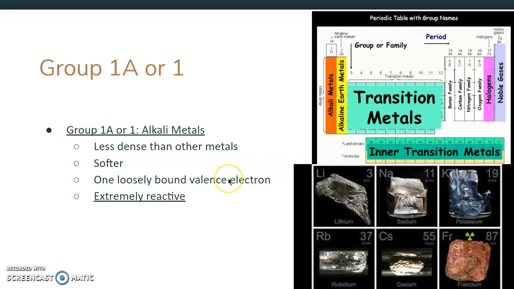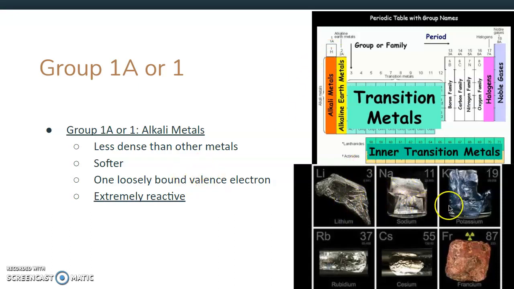Because they only have 1 valence electron, a lot of times they will give that valence electron to someone else very quickly, because they want to have a full shell. Their valence shell, the outside shell, just has 1 electron in it. If they could give that away to someone, they would be stable and happy. That is why they are reactive. They just have one.